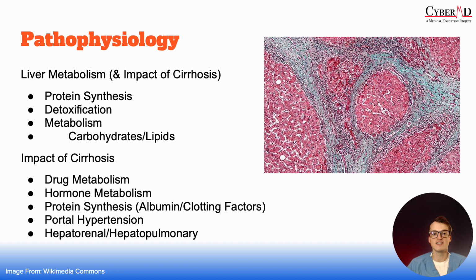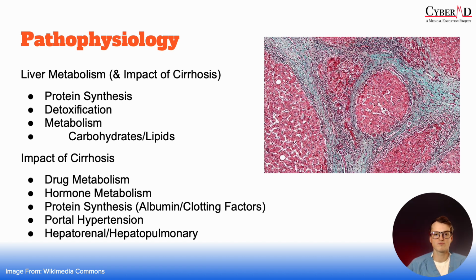Another key function is detoxification. The liver detoxifies harmful substances, including drugs and metabolic byproducts. Cirrhosis impairs the liver's ability to do this, which is going to cause the accumulation of toxins in the body. For instance, the buildup of ammonia, not cleared effectively by the cirrhotic liver, as well as other nitrogenous compounds, can contribute to hepatic encephalopathy.